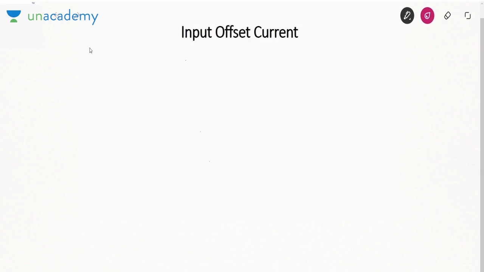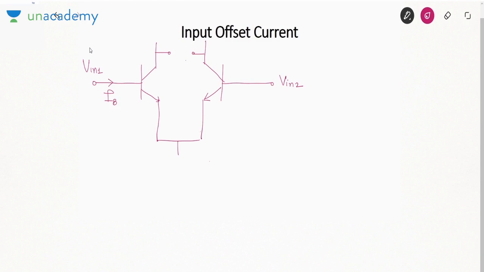The next definition is the input offset current. Now what is this input offset current? I told you the input stage is a dual input balanced output differential amplifier. So it is shown like this. In this one, we apply one input here, Vin1, and we apply the other input here, Vin2. Now the current here is called the base current of Q1, IB1, and the current in the second transistor is the base current of Q2, IB2.